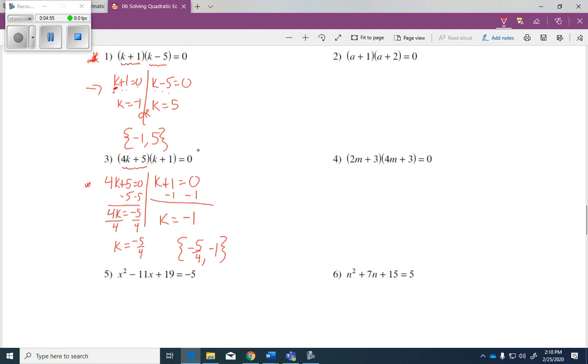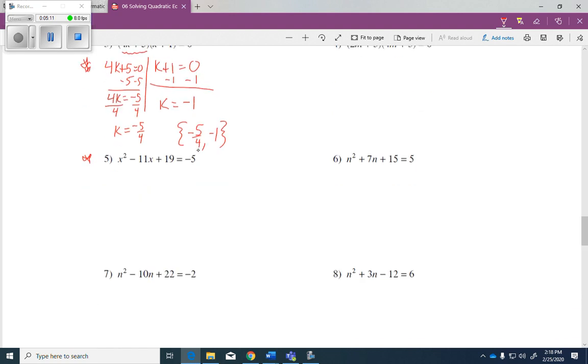And now, if we were to do number 5, you can see that number 5 is not set up like number 1 or 3. With 1 or 3, I had two factors being multiplied together to get me a 0. But now I look at 5, and I don't see two things being multiplied that equals a 0. So I have to get it in the right form. I have to get this in standard form. When this is in standard form, I also get it set equal to 0.